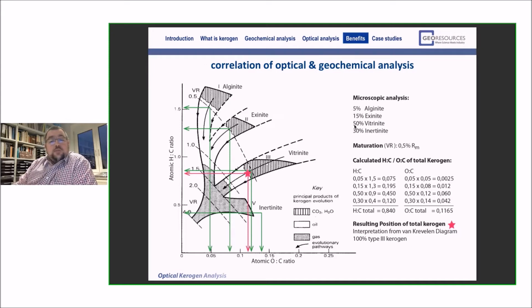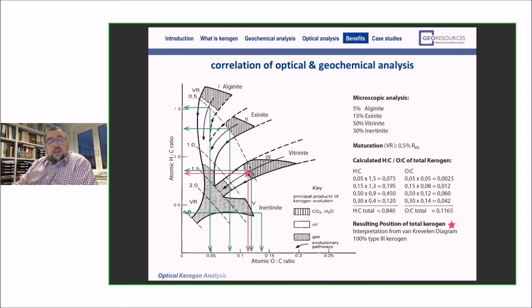We only have 50% vitrinite, kerogen type 3. We have 30% dead carbon inertinite, so we have to reduce our total TOC significantly. We have 15% of exinite, type 2 kerogen, and 5% of alginite. So we have 20% of oil-prone material, 50% of gas-prone, and 30% nothing.